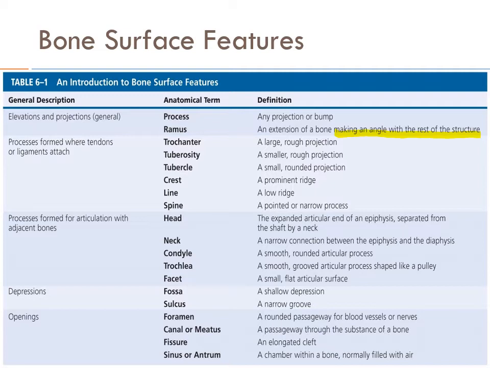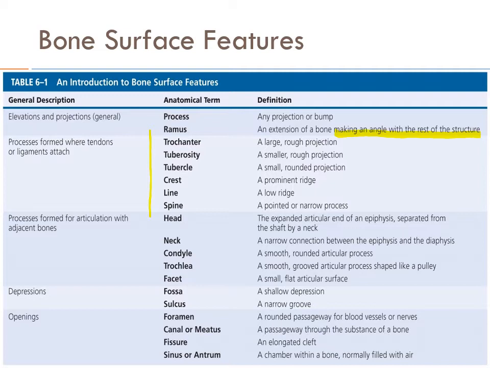Processes form where tendons or ligaments attach. So there's a lot of these. When you have tendons and ligaments attaching, they pull on the bone, creating increased bone deposition, and so you get these projections. So a trochanter is a very large, rough projection, and we see those on the proximal femur. So remember, proximal means closer to the attachment to the body. So the trochanter is on the proximal femur.